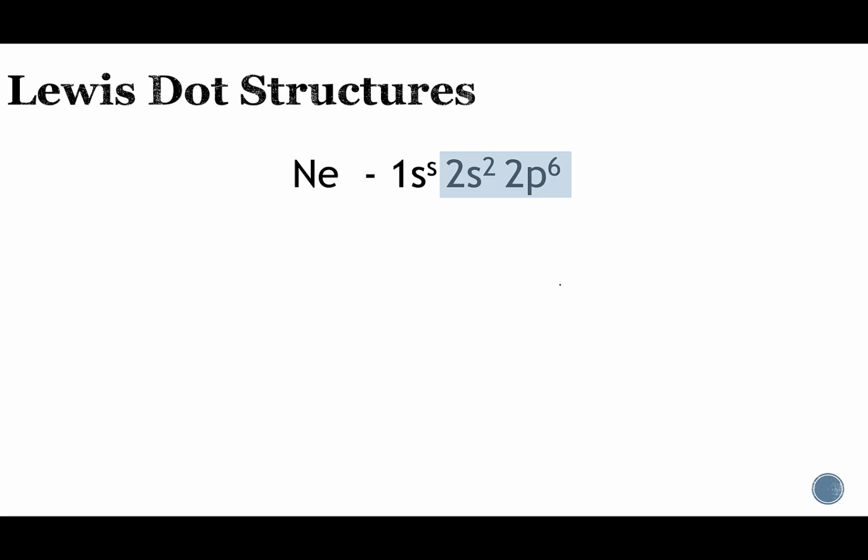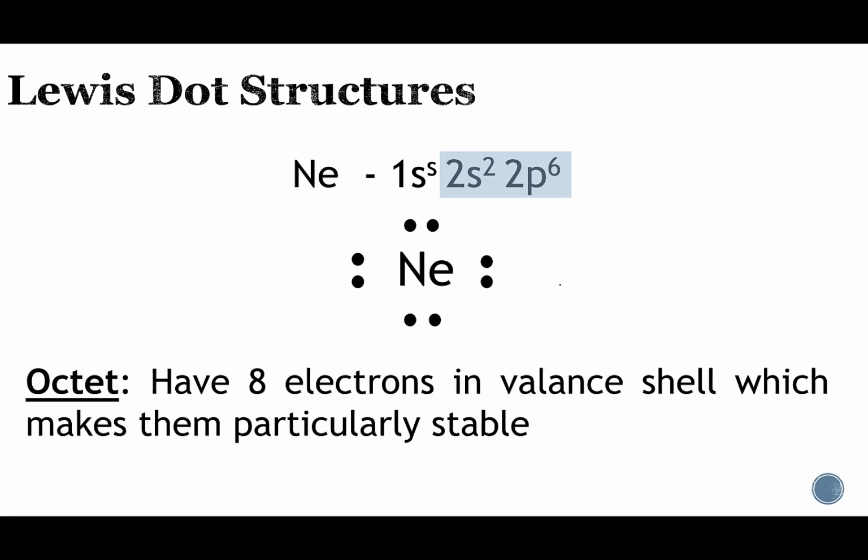So Lewis dot structures are going to lead us to how these covalent molecules share electrons. Before we dive into a full-blown Lewis dot structure for a molecule, I want to talk about some rules that we have to follow or things we have to think about as we're drawing Lewis structures. So the first rule that I want to talk about is something called the Octet Rule.